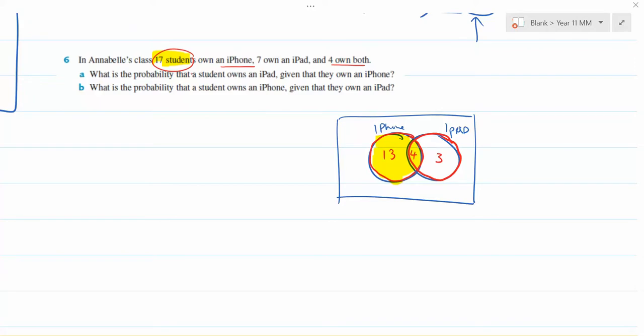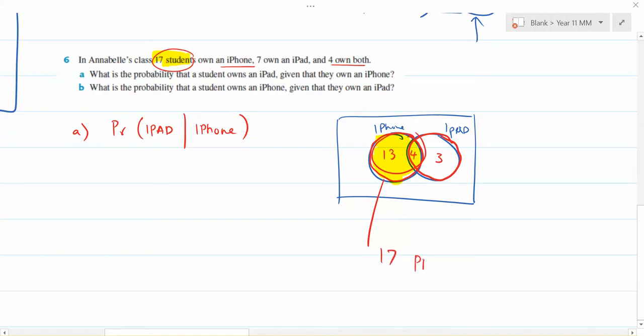Okay, so again, think about what the question's asking. Probability, so the chance of you getting an iPad, given. That's always key, there's a new condition. Given that you already own an iPhone. So the question is, how many people already have an iPhone? Well, in total, there are 17 people who already have an iPhone. Out of those 17 people, how many of those have an iPad? That's what you're really asking.